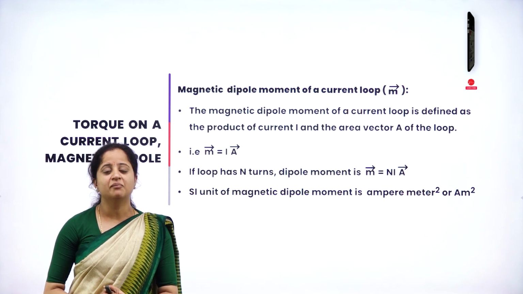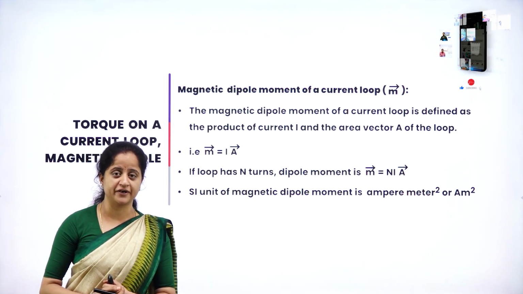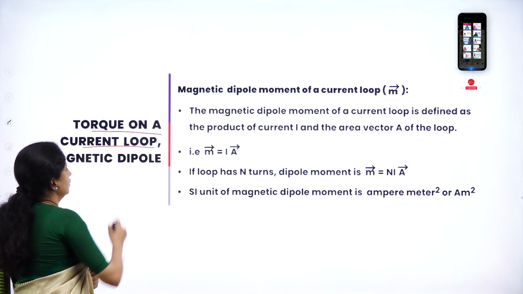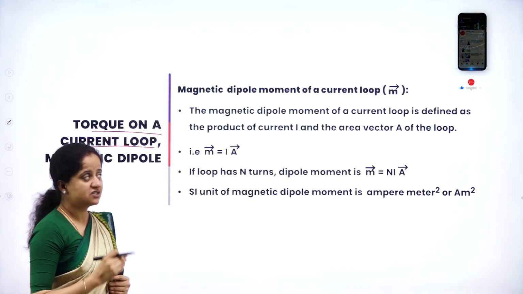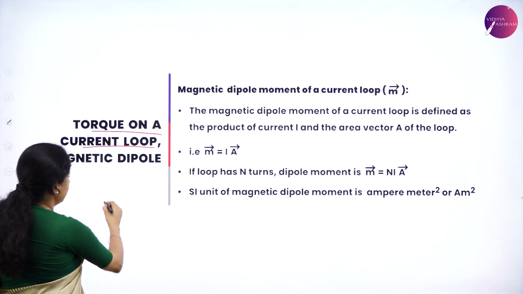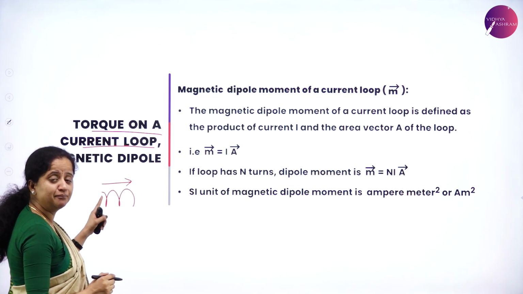We all generally know about what is a torque. It is a force which helps in rotating a body. So let us now understand what is a torque on a current loop magnetic dipole. So magnetic dipole moment of a current loop is denoted by M vector. It is a magnetic dipole moment.